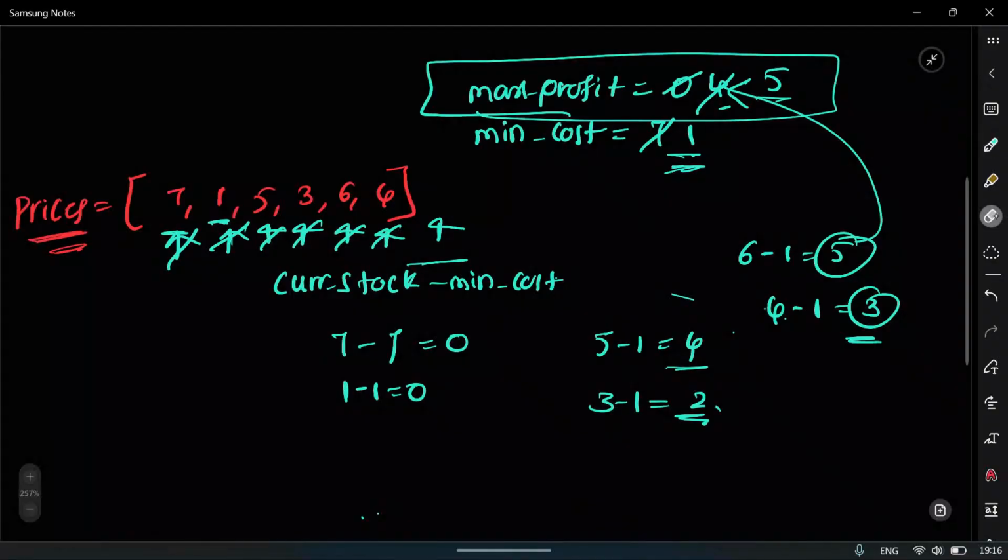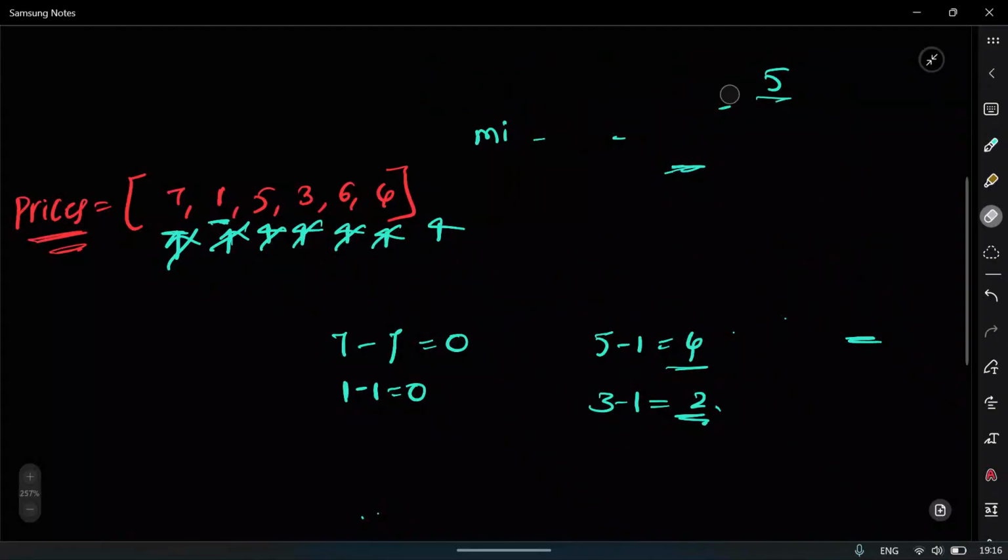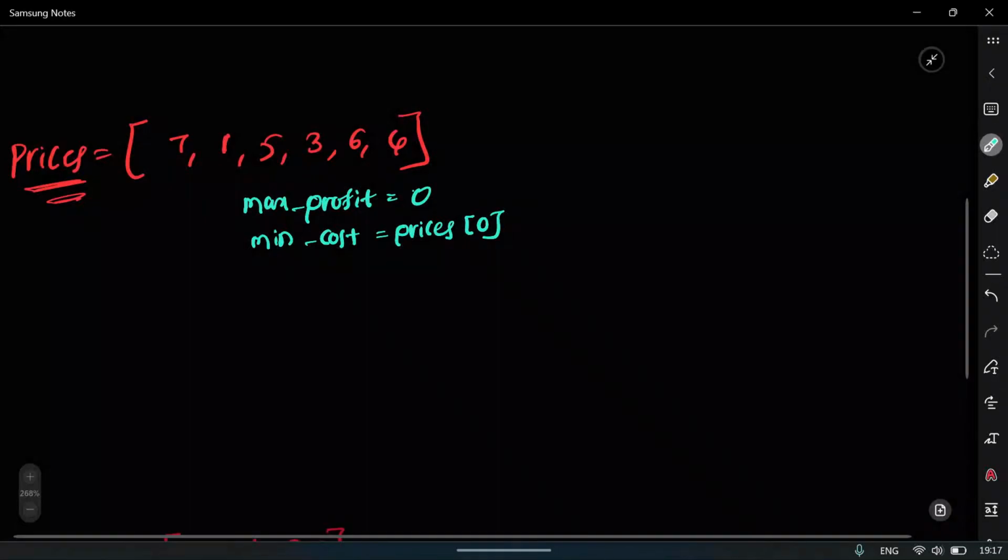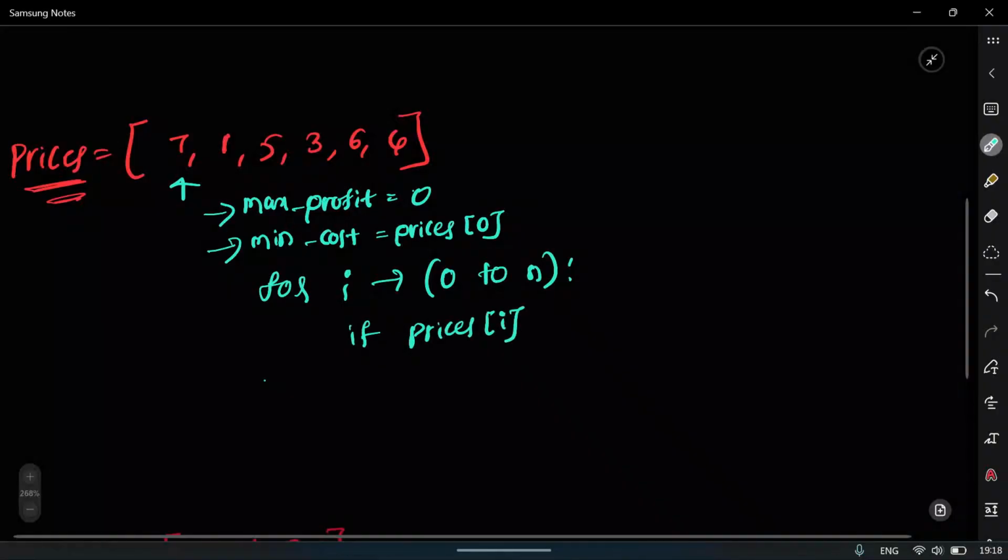And let's quickly simulate the pseudocode for this approach. As I said earlier, we're going to pick two variables, maximum profit and minimum cost, and we start at index 0. At index 0, the minimum cost is 7 because it's the starting element. Therefore, I'm going to move through the prices with I going from 0 to the length of the array. And we check if the current price, prices of I, is lesser than the minimum cost that I have, then I'm going to update it.